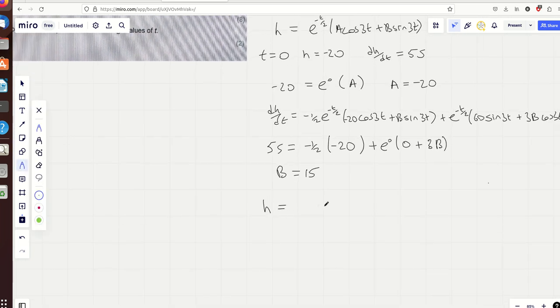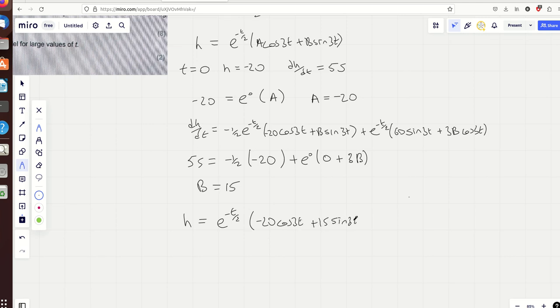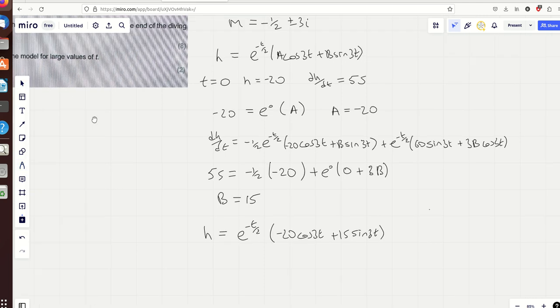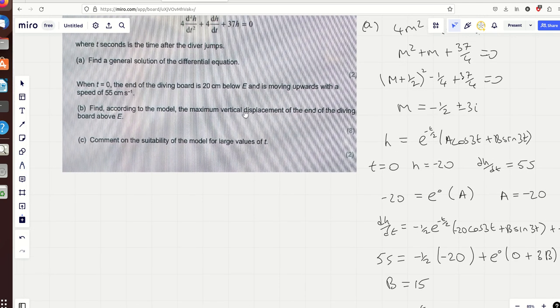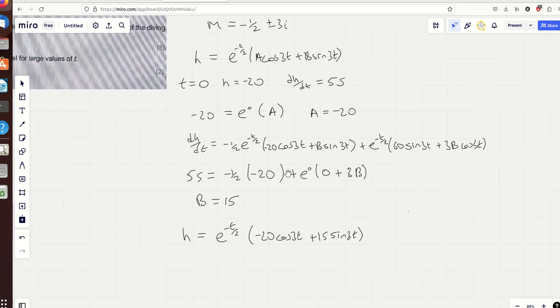We know that h equals e to the minus t over 2 times minus 20 cos 3t plus 15 sin 3t. All well and good. Now, it wants the maximum vertical displacement. Well, best way to find that, particularly because we've already differentiated it, is to write down the derivative and set it equal to 0, because we're finding a maximum.